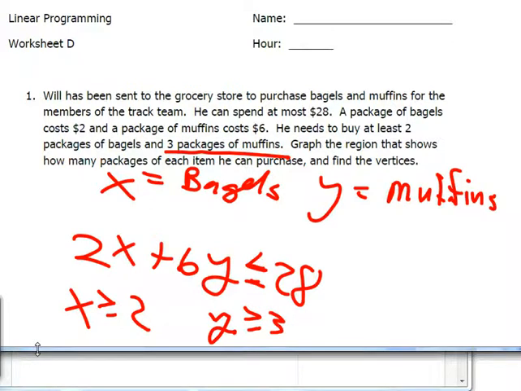All right. Graph all of those. Then the hard part is to find where they cross. So those are called the vertices. In this problem, that's all you got to do. All right.